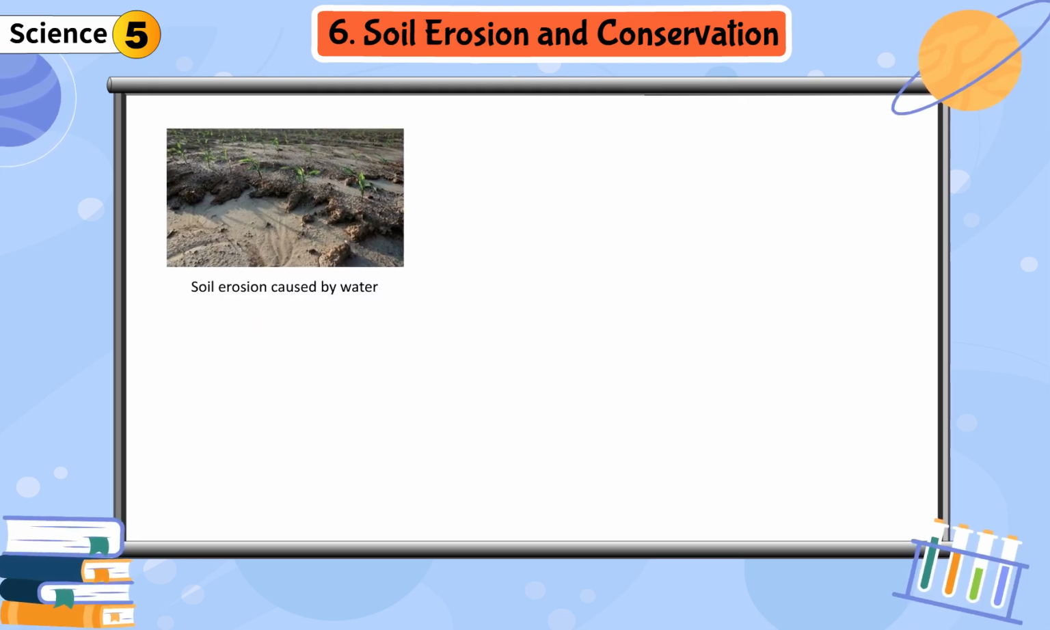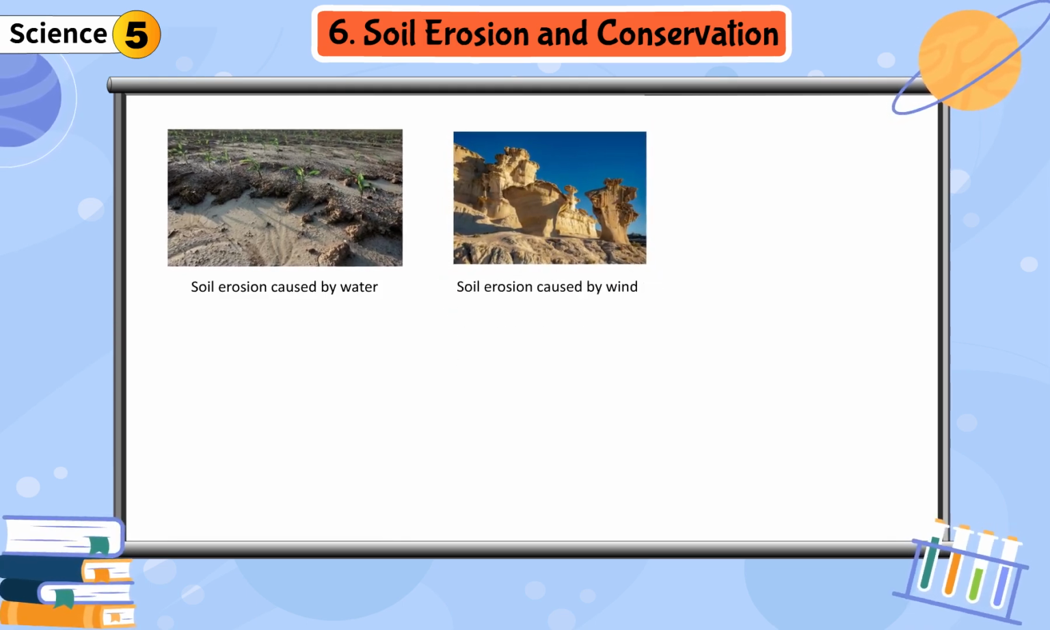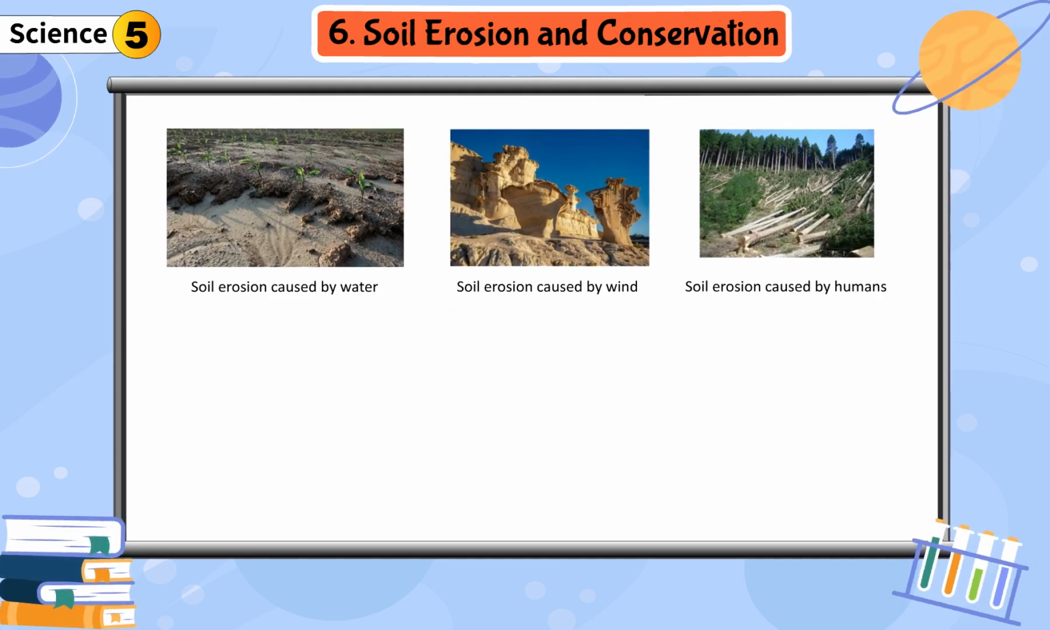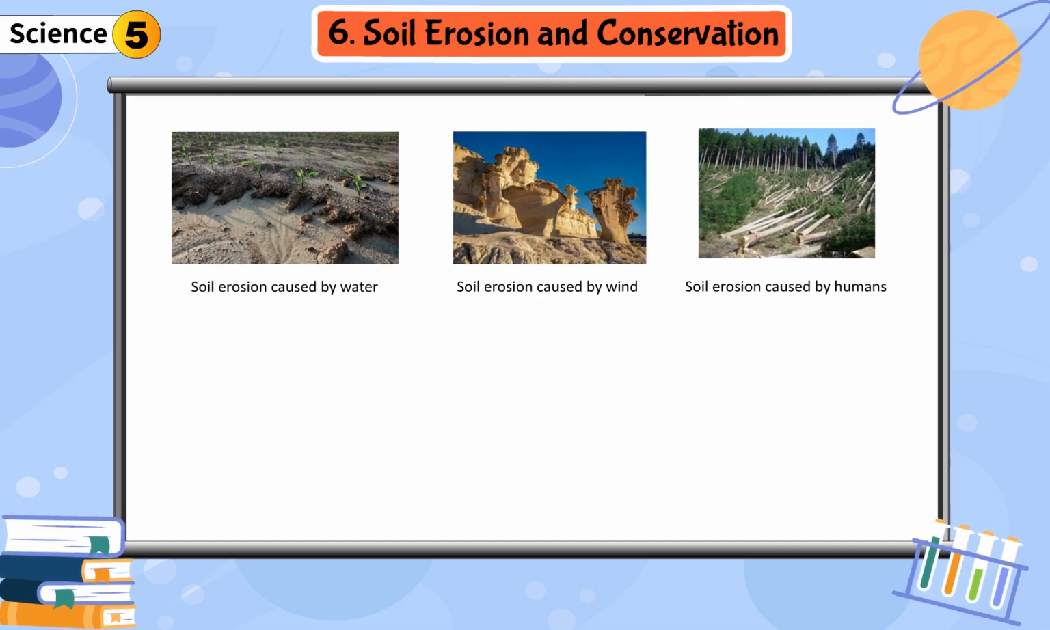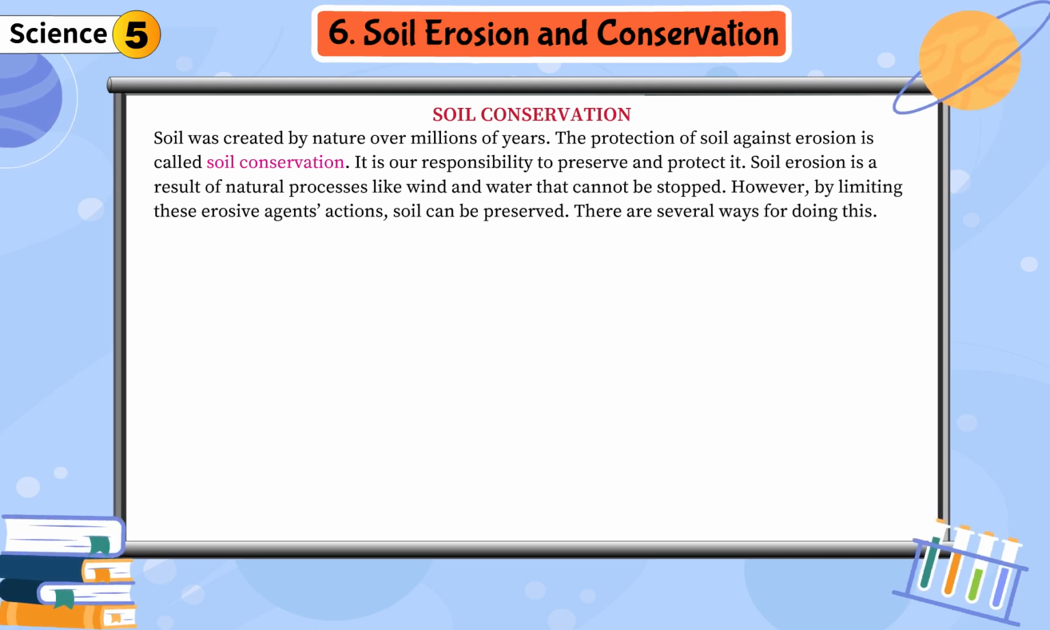Soil erosion caused by water. Soil erosion caused by wind. Soil erosion caused by humans. Soil conservation. Soil was created by nature over millions of years. The protection of soil against erosion is called soil conservation.